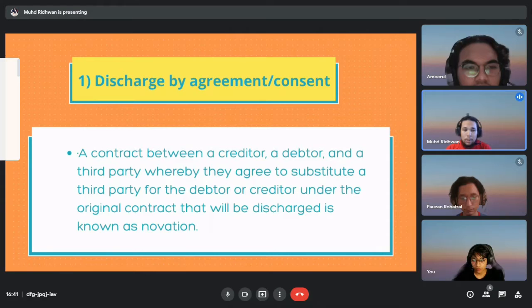Okay. A contract between a creditor, a debtor, and a third party, whereby they agree to substitute the third party for the debtor or creditor under the original contract that will be discharged, is known as novation.